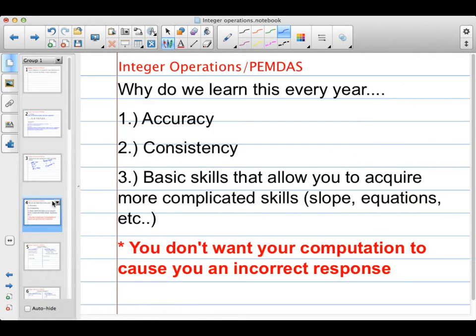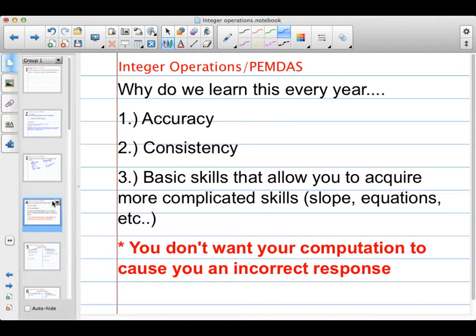Why do we learn this every year? Some people ask me at the beginning of the year, hey, Neubauer, we learned about this in 4th, 5th grade. Why are we learning about it again? First thing is accuracy, okay? Basketball players shoot free throws every single year. They don't necessarily master it ever until they get to 100%. We need to maintain some accuracy and some consistency with how we compute, all right?